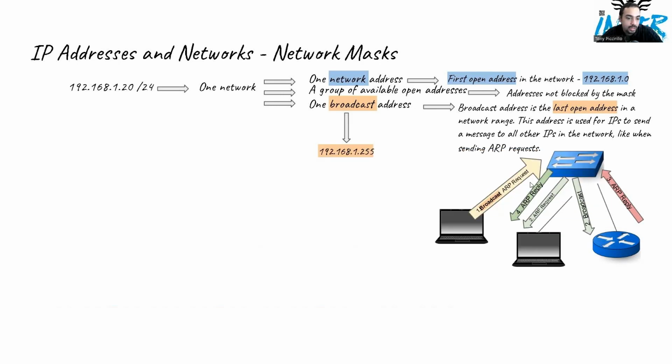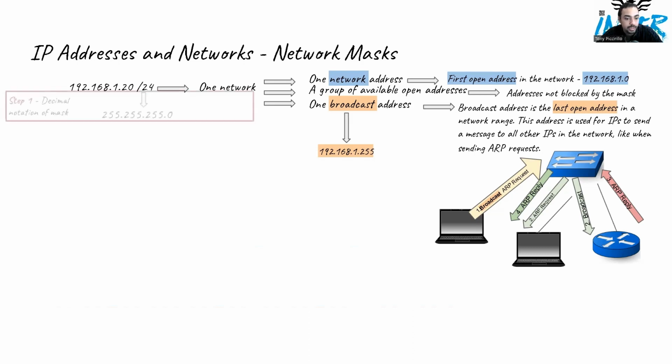One example we saw of this was the broadcasting of ARP requests, which we took a look at earlier. In that case, our laptop was sending out a broadcast to find a MAC address of an IP we had. It did that by sending a broadcast using the broadcast IP address, which in this case is 192.168.1.255.